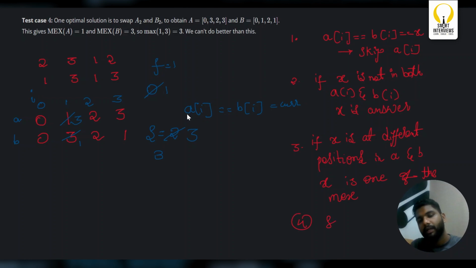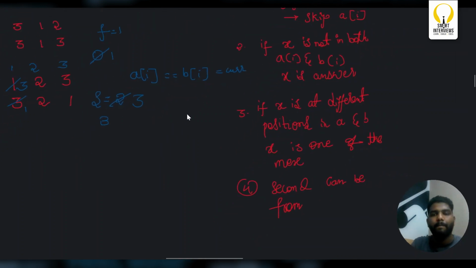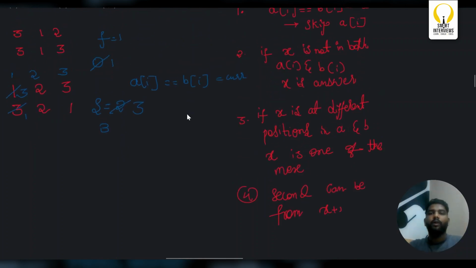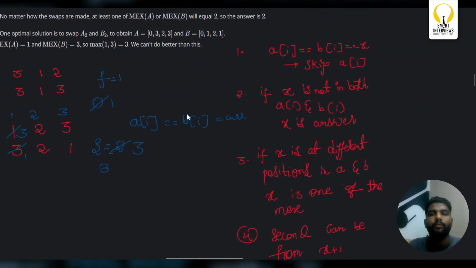And second max will be from, or can be started from, x plus 1, right? So we'll solve this in a step by step process. Now for the first step, how do I see whether the given element x is present in both A of I and B of I, right?